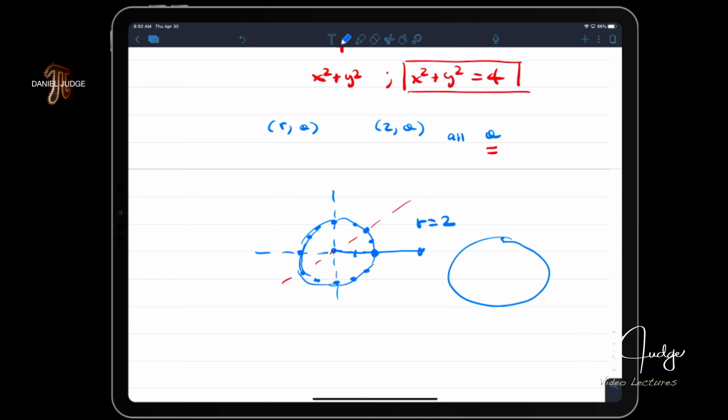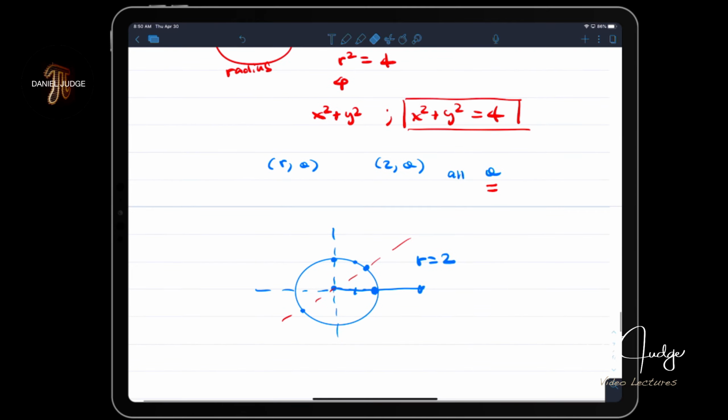And by the way, I've been told that your iPads can actually draw circles, which is good for me. It's undo anyway. You can think of it this way. You can think of it either way.